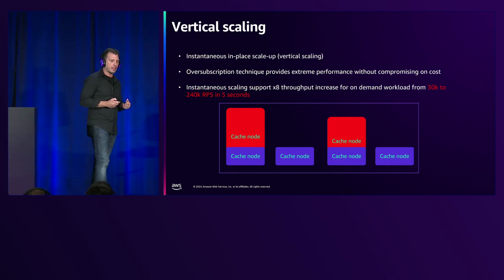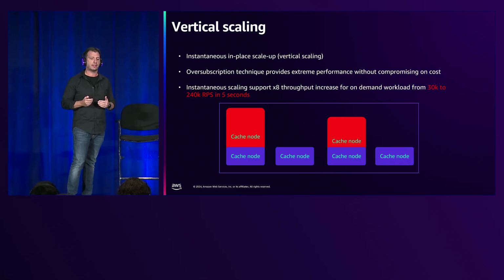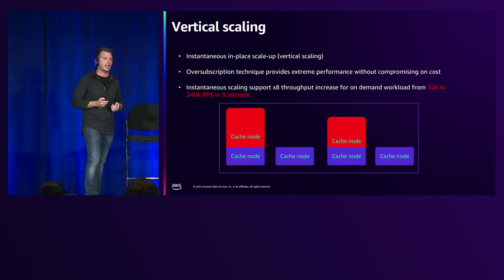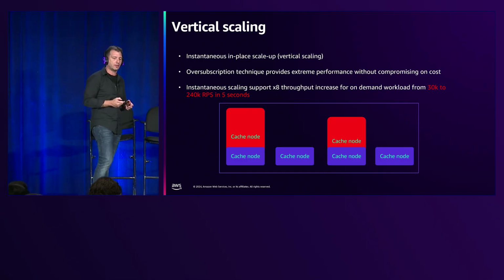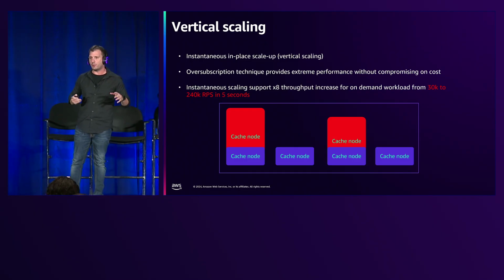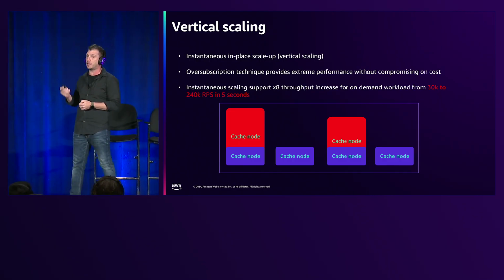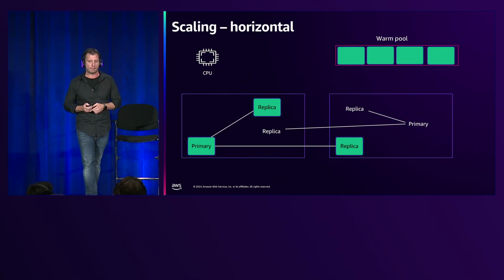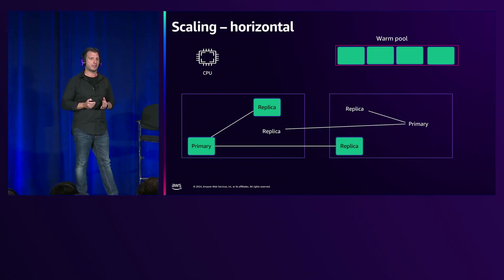The ability for us to do that allows us to instantly scale our support by 8 times, so we can jump from 30K, for example, to 230K RPS, requests per second, in just 5 seconds. So when a workload kicks in, we have the ability to digest it very quickly. Now, that was the vertical scaling. Let's talk about the horizontal scaling.